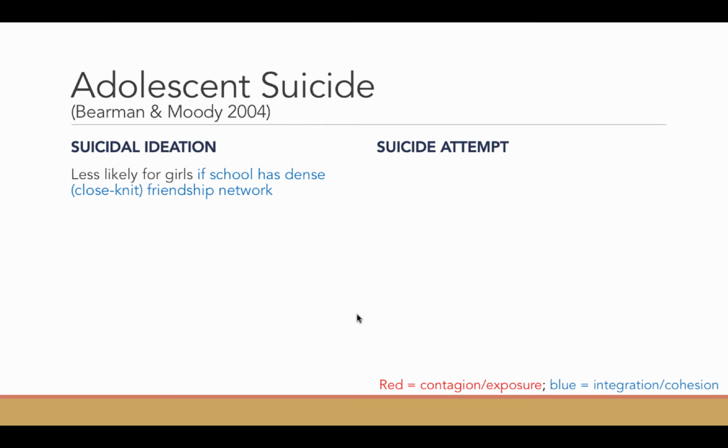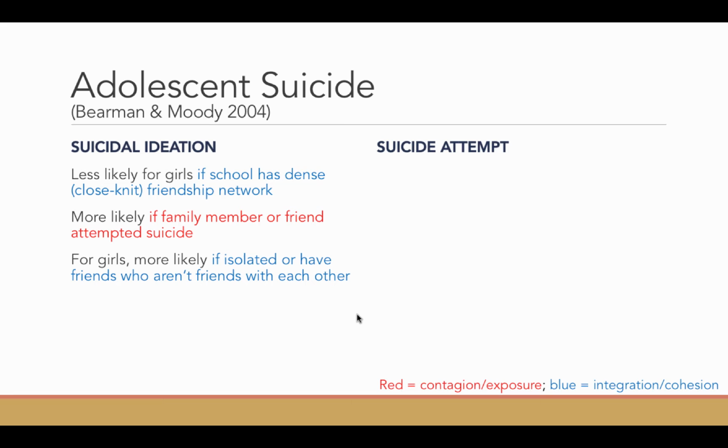So for girls, thinking about suicide is less likely if the school has a dense or close-knit friendship network. Both girls and boys, males and females, are more likely to think about suicide if a family member or a friend has attempted suicide. And for girls, thinking about suicide is more likely if they're isolated from social networks in their school or if they have friends who aren't friends with each other.